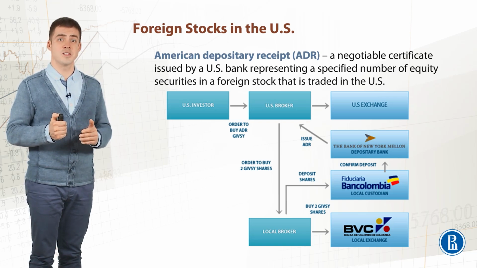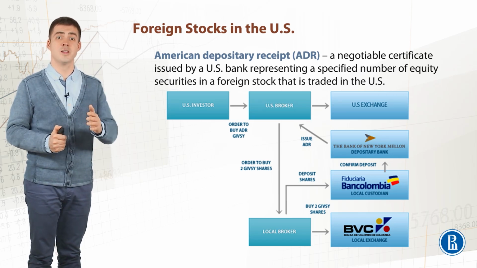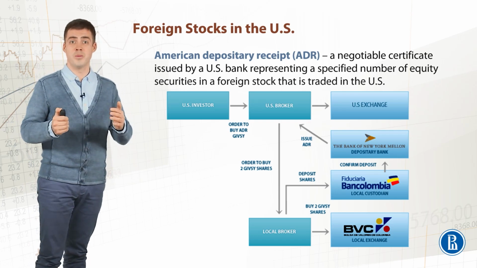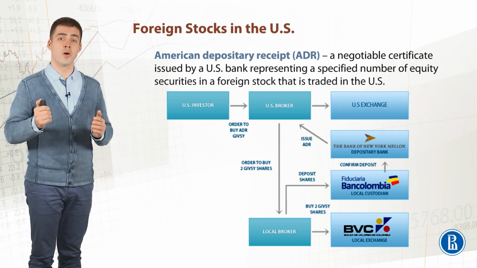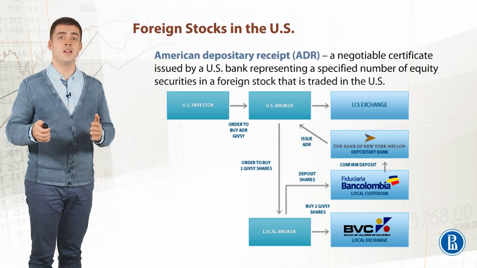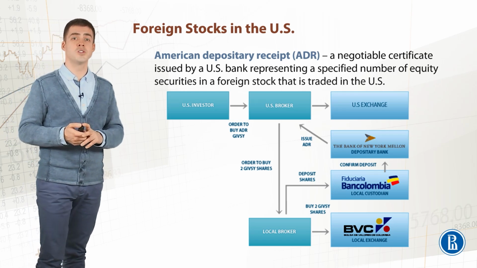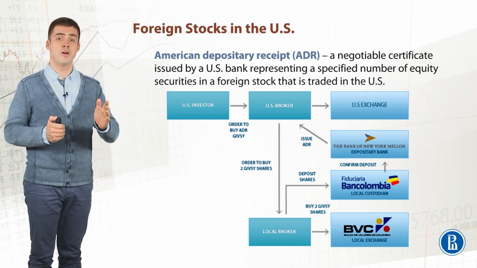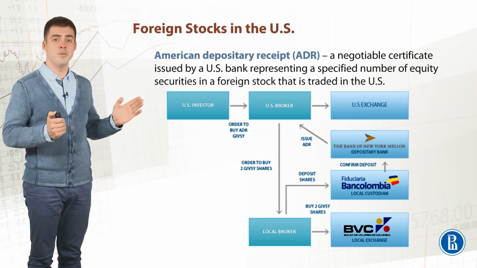to contact his broker and make him contact the local broker in the country of origination of the company he's interested in. Then the local broker buys the underlying equity at the local exchange and deposits these stocks in the local custodian. The local custodian confirms the custody to an American bank, for example, the Bank of New York Mellon, as shown in this scheme.